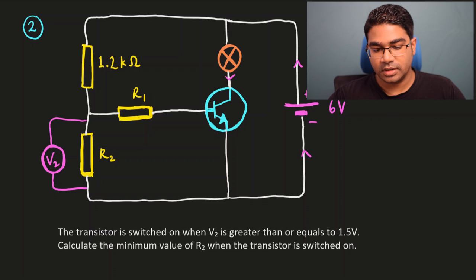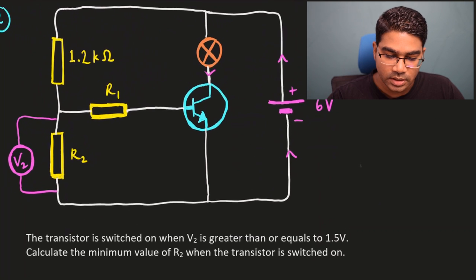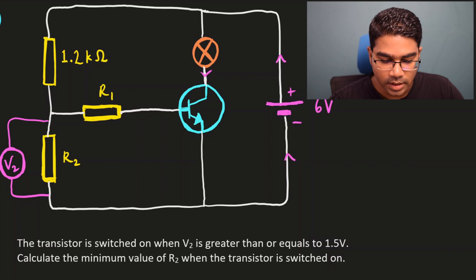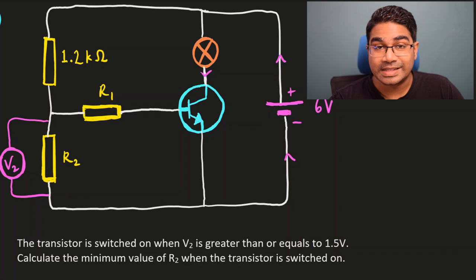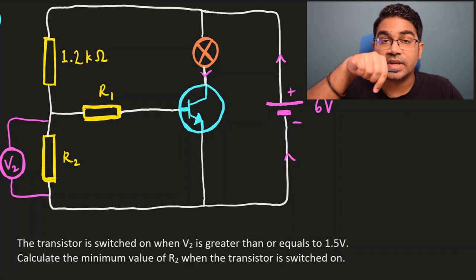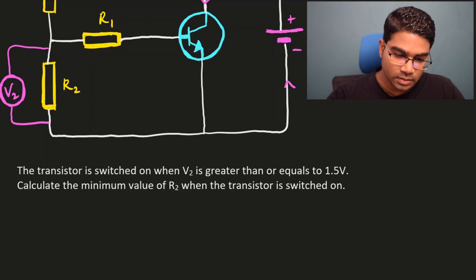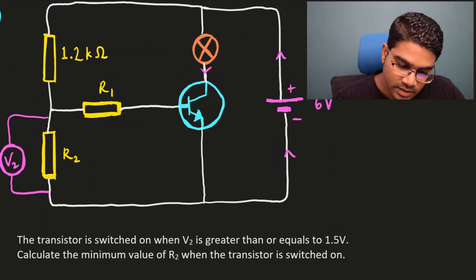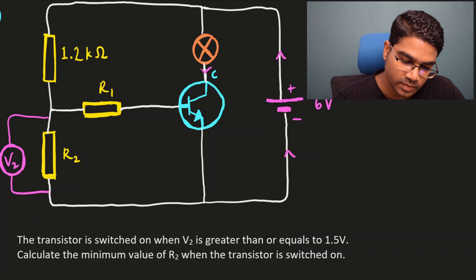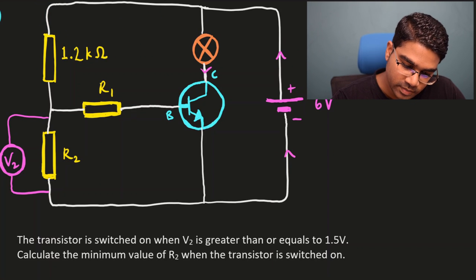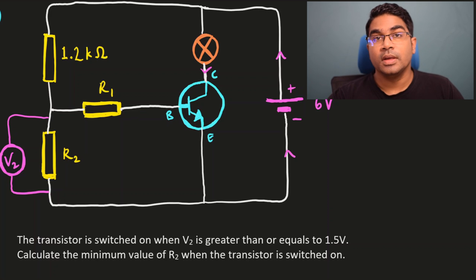So there we have it. Now it's complete. This would be an NPN transistor because the arrow is facing down, arrow is coming out, so NPN. Here we have to label the legs. We have the collector, we have the base, and we have the emitter.